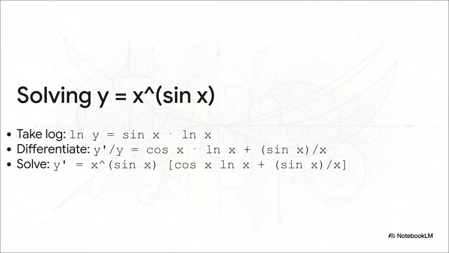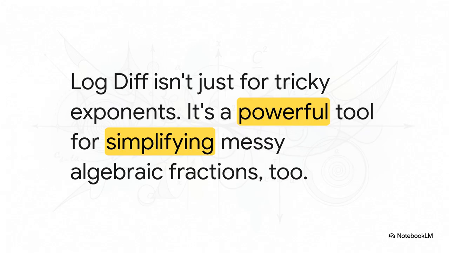We take the log, which lets us bring the sine of x down in front. We use the product rule to differentiate the right side, then we solve for y prime and plug the original function right back in. The core strategy doesn't care how complicated the pieces are. It just works.